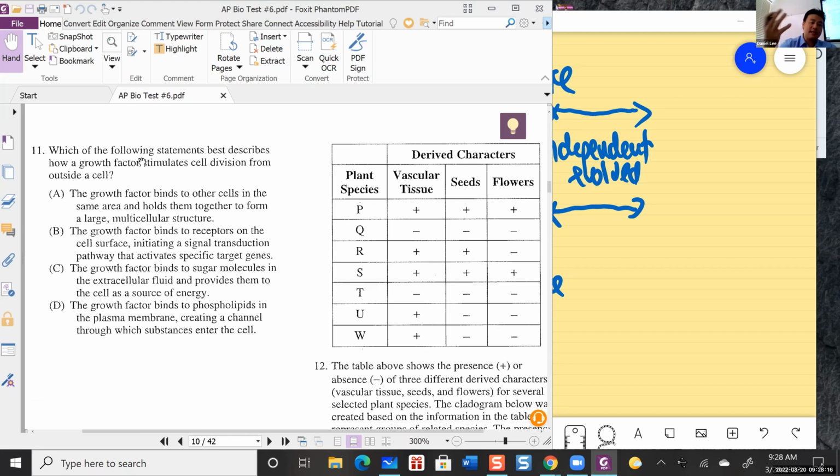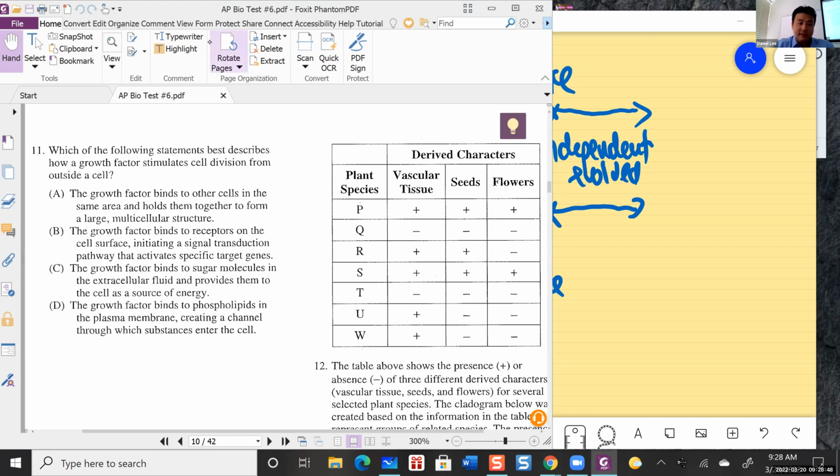So a cell receives this growth factor will start to do mitosis, enter the cell cycle, for example. All right. So how does a growth factor stimulate cell division? The best answer here, 11, is B. The growth factor binds to the receptors on the cell surface, trying to talk to the cell, initiating a signal transduction pathway and leading to the activation of a gene or turning on certain specific enzymes. So that is B, signal transduction.